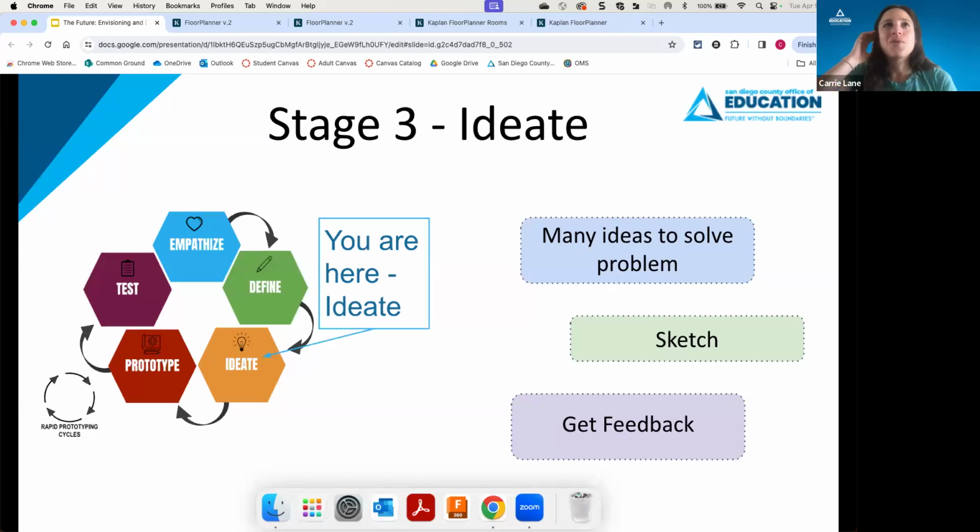Okay, so that was our define stage. Does anyone have any questions about the define stage or want to share what they defined?